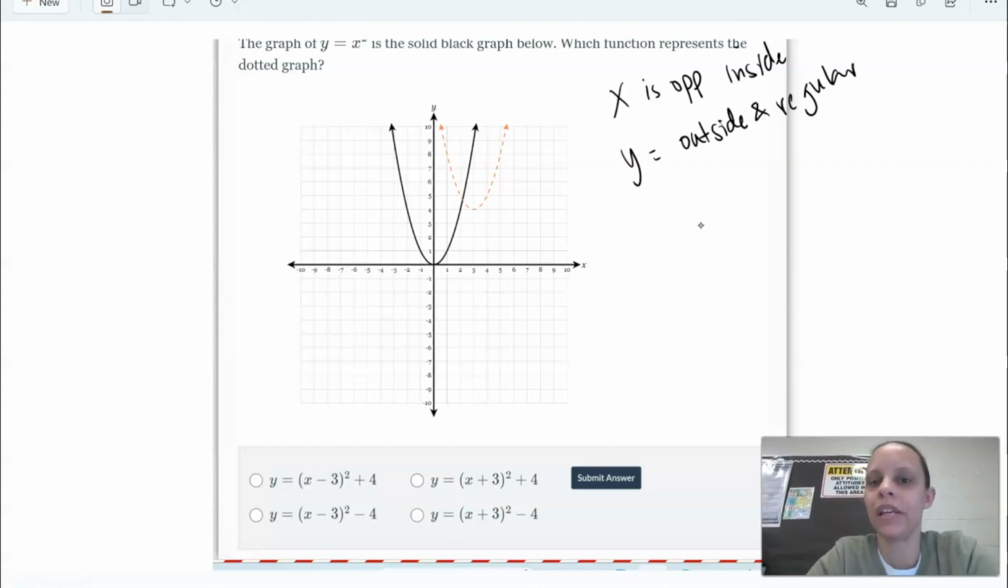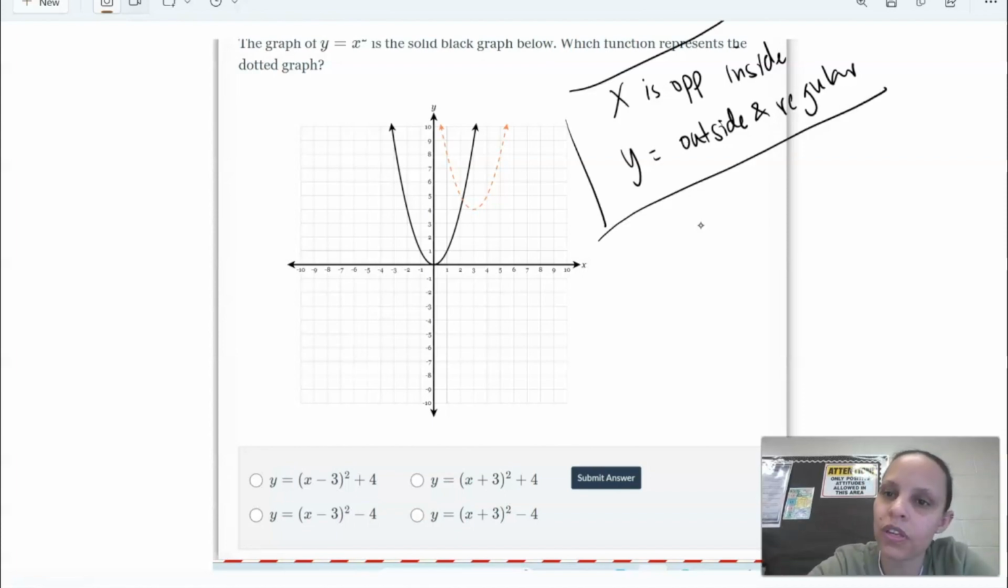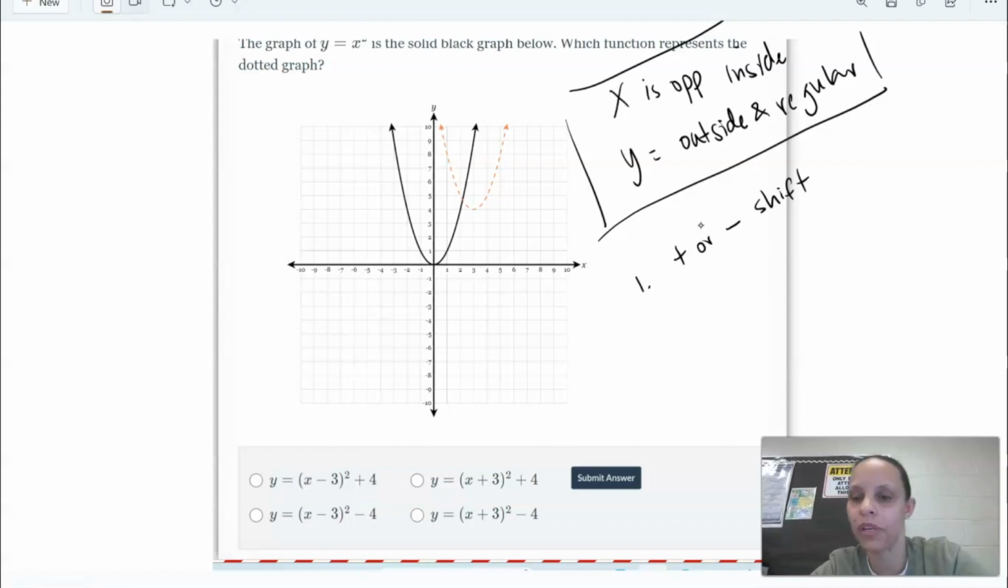Basically, if it has to do with the x, it's going to be inside the function and opposite of what you think. If it's the y, it's outside and what you think. Then the rules for this are as follows. There are 3 rules. Number 1, if you're adding or subtracting, it is a shift, meaning it's a movement: left, right, up, down. So left, right is X, up, down is Y.